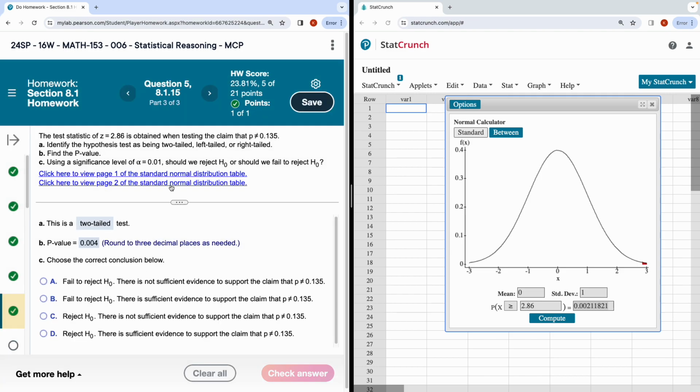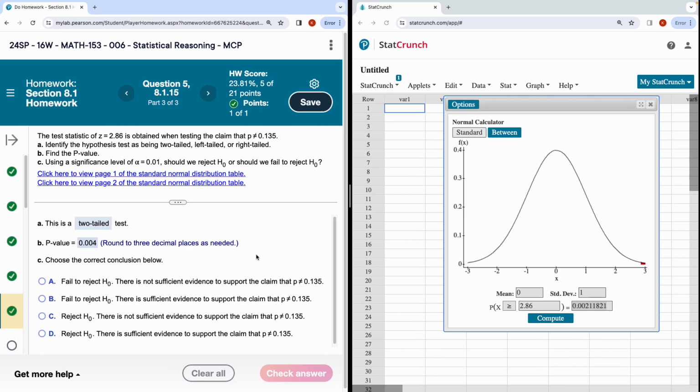So are we going to reject our null hypothesis or fail to reject our null hypothesis? Well, notice that our alpha is 0.01 and our p-value is 0.004. So our p-value is less than alpha. So when the p-value is low, the null must go. So we are going to reject our null hypothesis. But what are we going to say about the evidence?